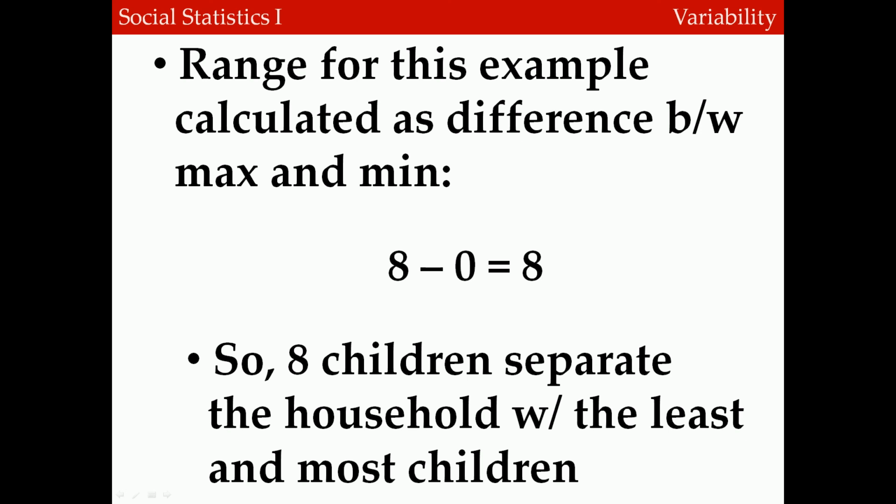How do we interpret that? Well, we would say that the difference between the people with the most children and the people with the least children is 8 children per household.